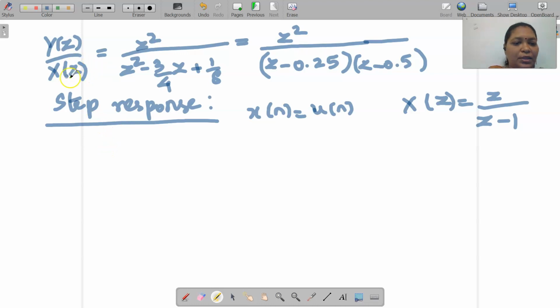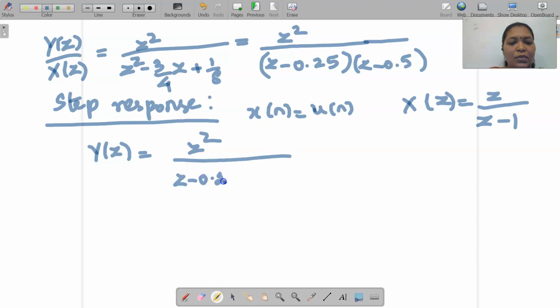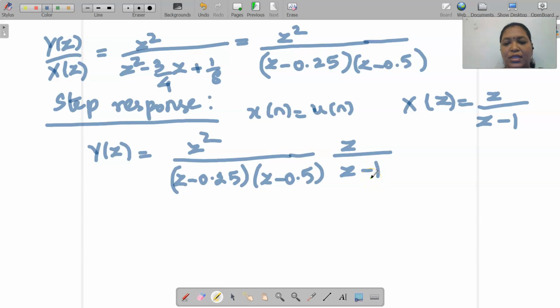So x of z is in the denominator, and when you take that to the right hand side, it will be in the numerator. So I can write your y of z as z square divided by z minus 0.25 into z minus 0.5, into x of z. X of z is z by z minus 1 for your step response.